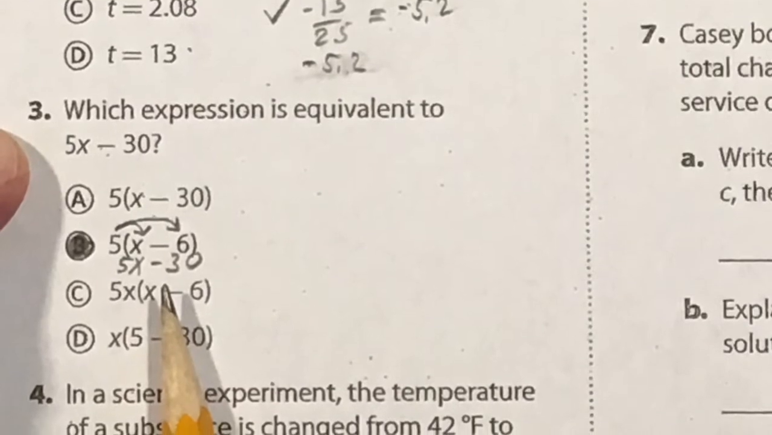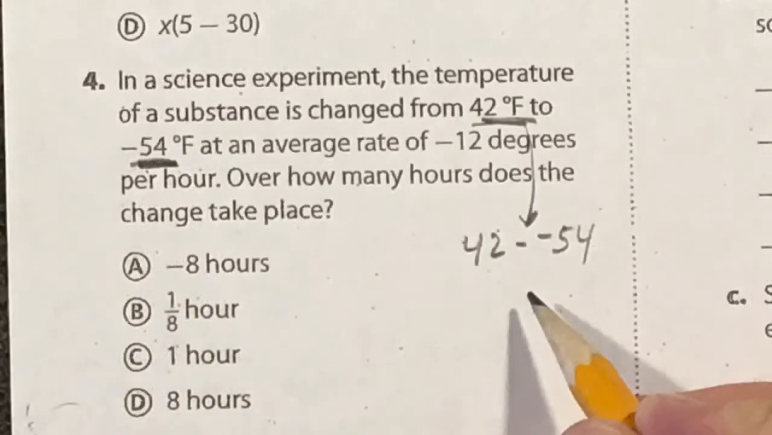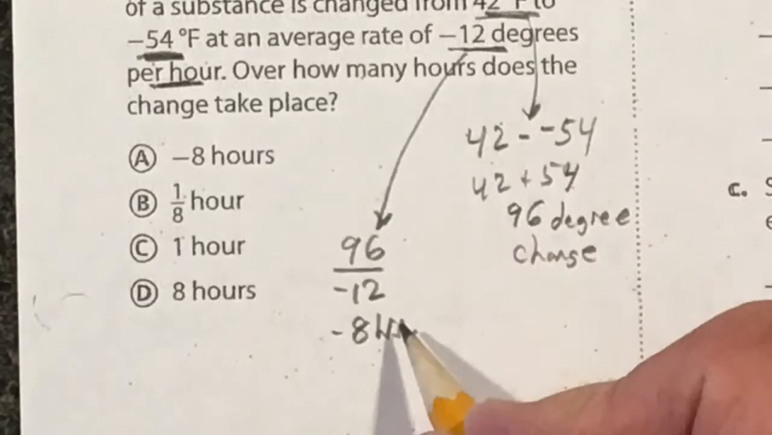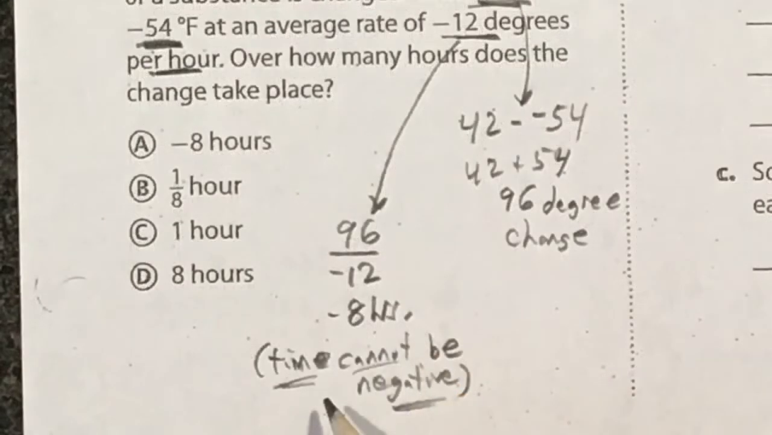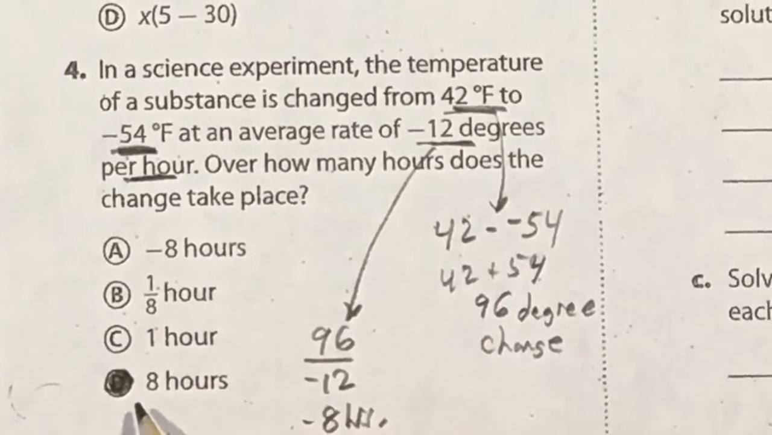In number 3, I applied the distributive property to letter B to prove that that is the correct answer. Now in number 4, I took the highest temperature and subtracted the least temperature to find the difference, which ends up being 96 degrees between them. Divided that by negative 12, which is 12 degrees less per hour. Ended up with negative 8 hours. And knowing that time can't be negative, the final answer would be D, 8 hours.